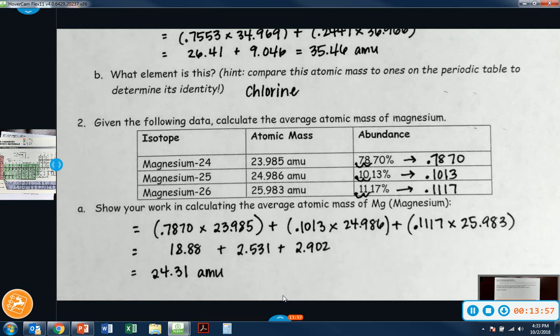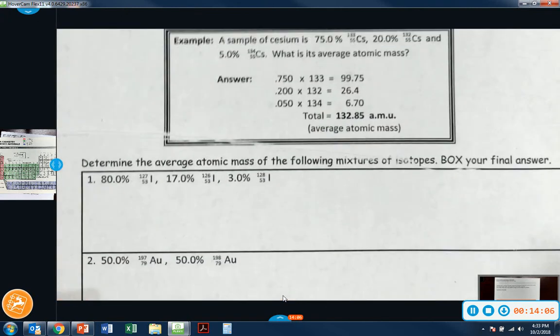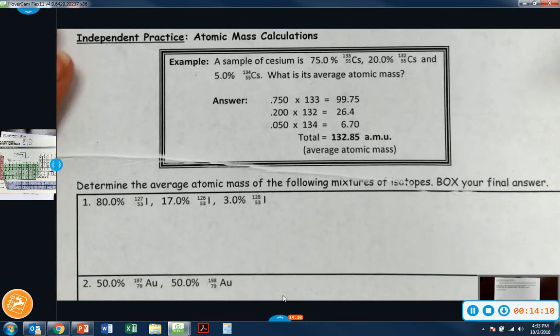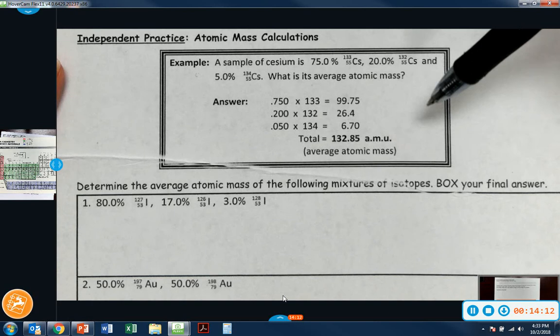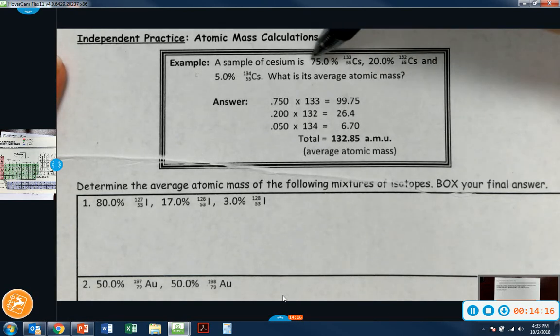At this time, I want you to turn over the page, and we do have some practice problems for you to solve. Now, your problems are set up a little bit differently this time. If you notice, you're not given a table. You're given the percent abundance next to its isotope symbol.